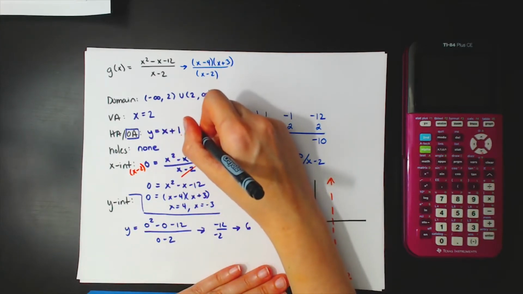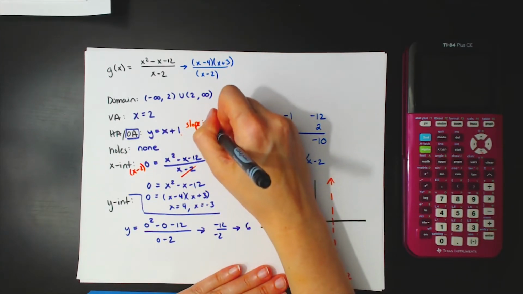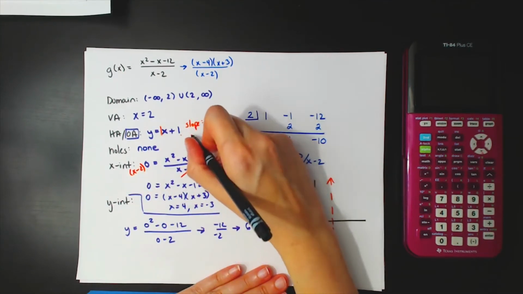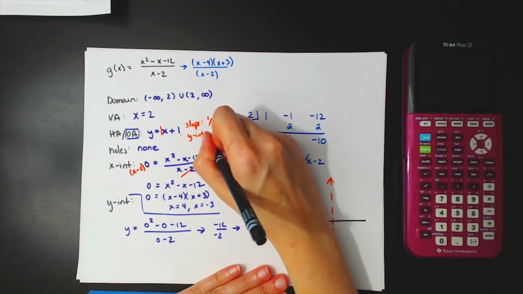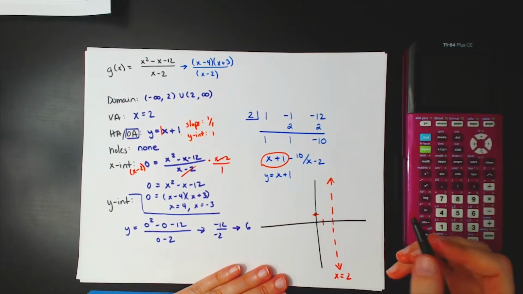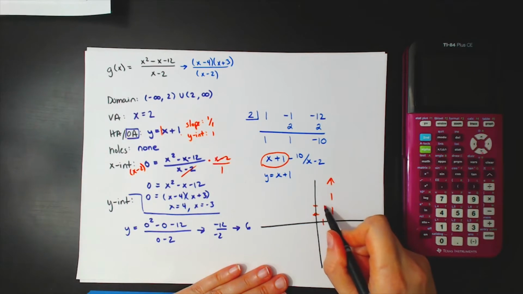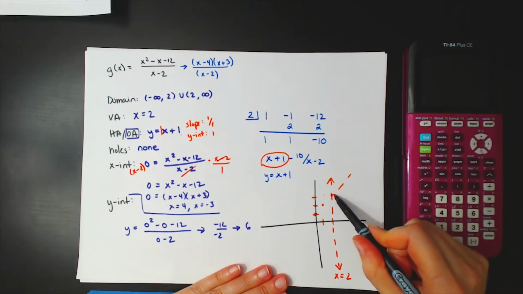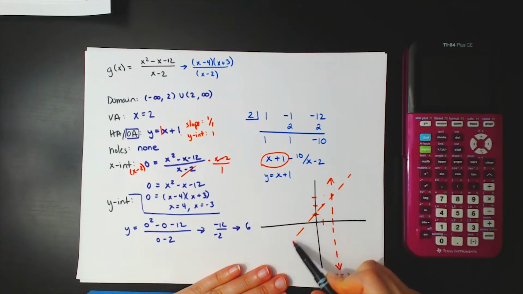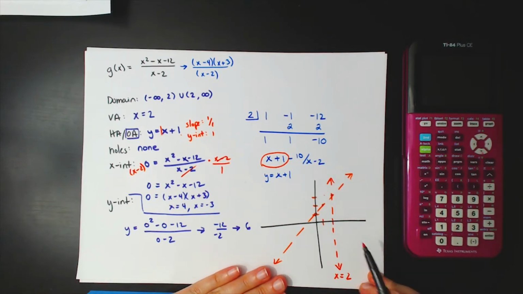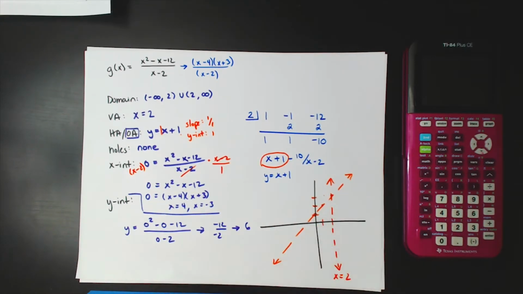This means I have a slope of 1 over 1 because I have 1x. Just think of this as y equals mx plus b. And the y-intercept of this line is 1. So start at 1, and then we're just going to go up 1 over 1. Up 1 over 1. And we can sketch in this slant asymptote. Okay, so my graph is going to follow these two asymptotes.